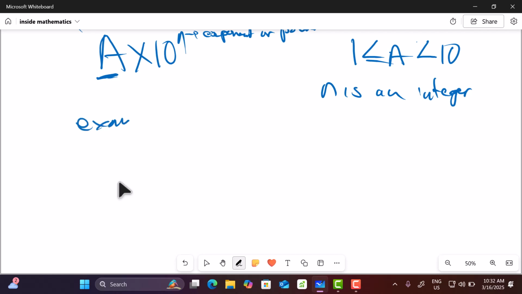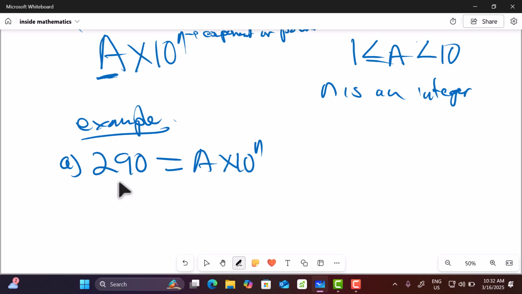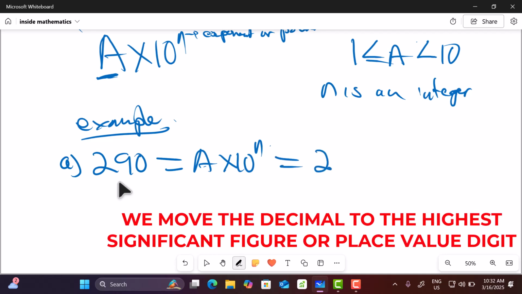Our first example, let us say 290. In the standard form, it means we write it in the form of a times 10 power n, where n is an integer and a is just a number in base 10. So if that is the case, it means 2.9 times 10 power 2. So what did I do? I moved the decimal 2 places. The decimal was here, but I moved 2 places.